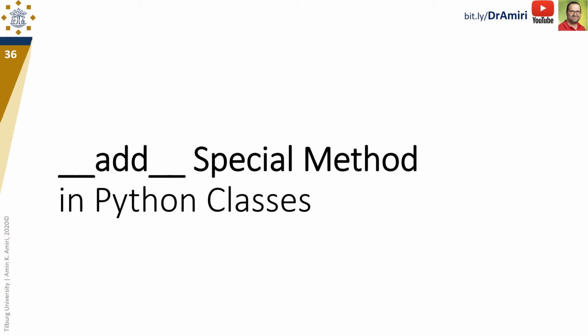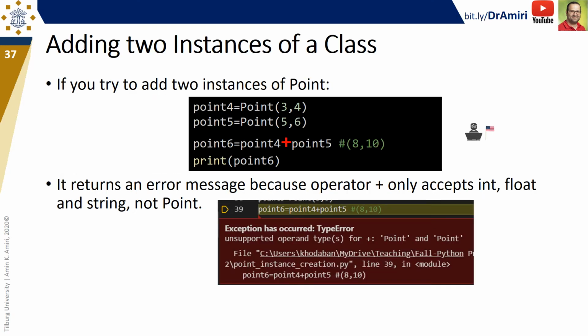In this video, I explain the role of the __add__ special method in Python classes. If you try to add two instances of Point, for example p2 plus p3, to create a new instance called p1, which has 8 and 10 as the values of its two attributes x and y, you bump into an error message. It says that the plus operator is not supported for Point.